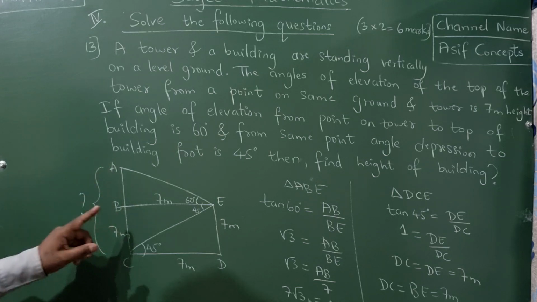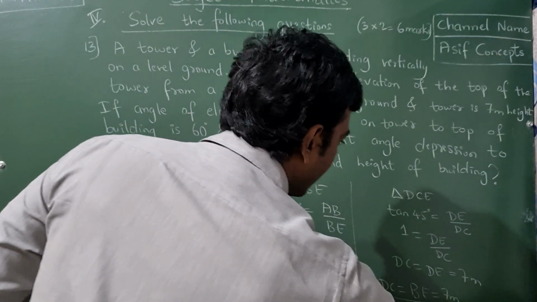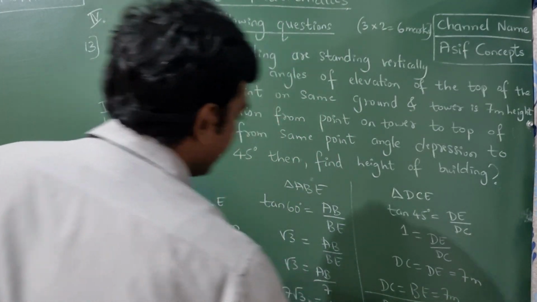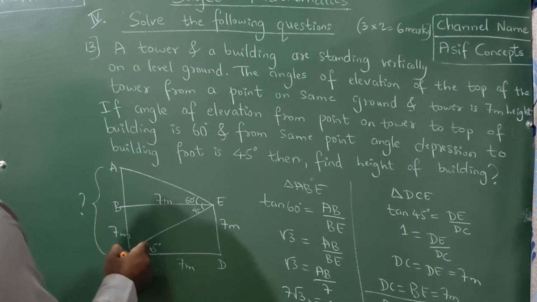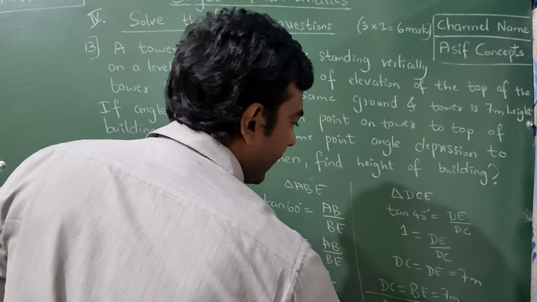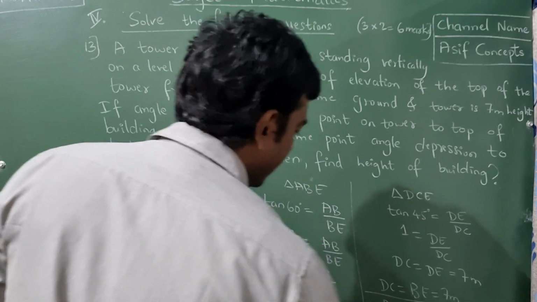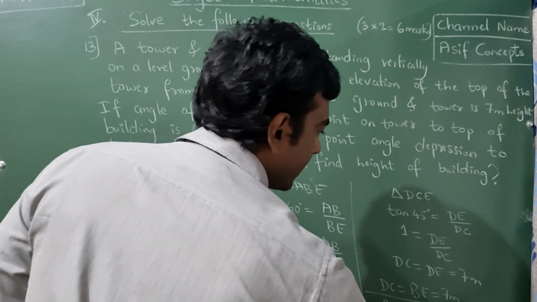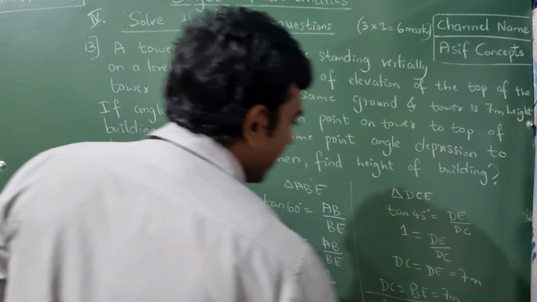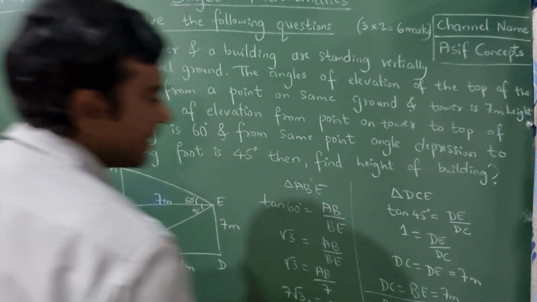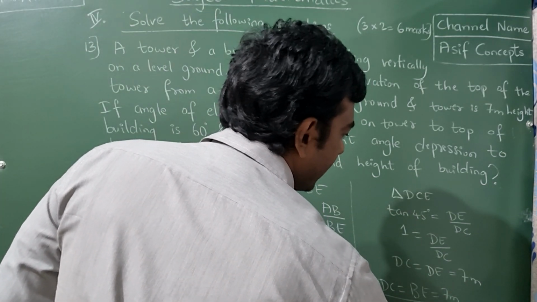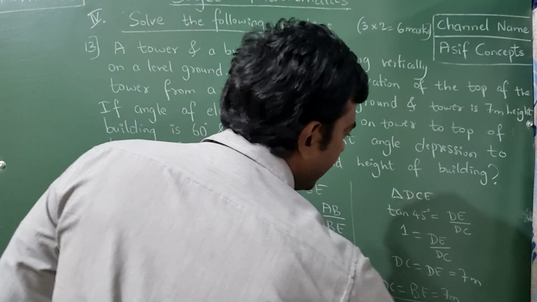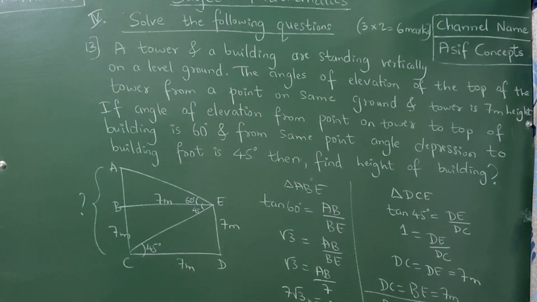Now I need to find AC. To find AC, that is the height of the building, I need to add AB plus BC. AB value is 7 root 3, plus BC is how much? 7. So if I take 7 common, it will be 7 times root 3 plus 1 meters. So this is the final answer.